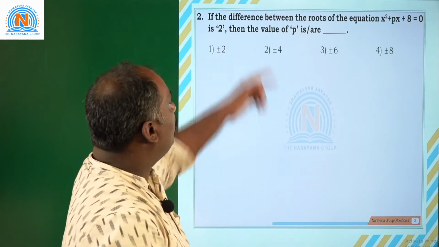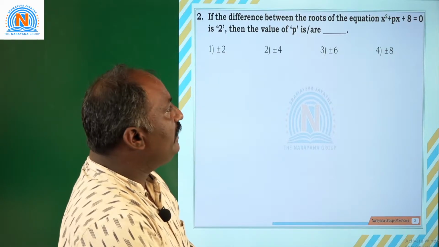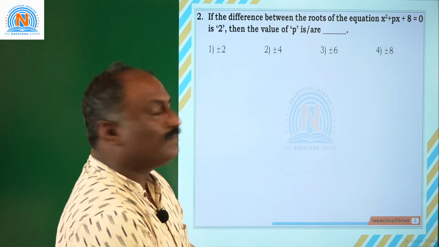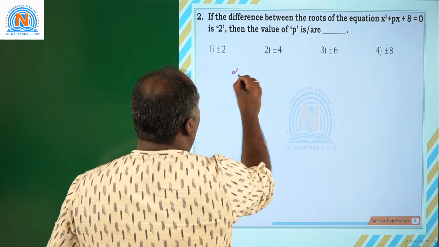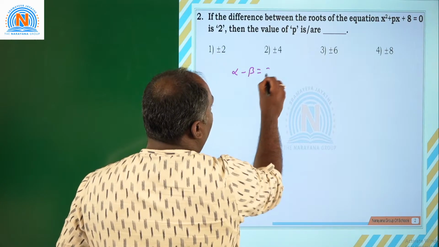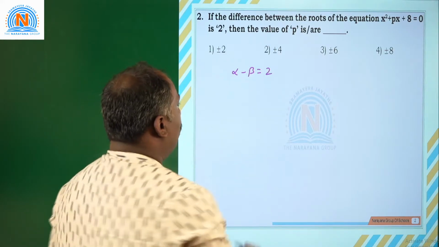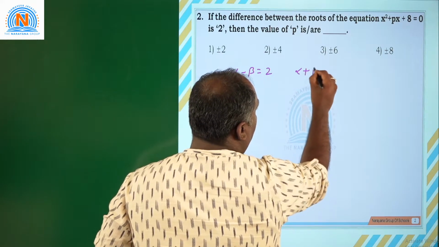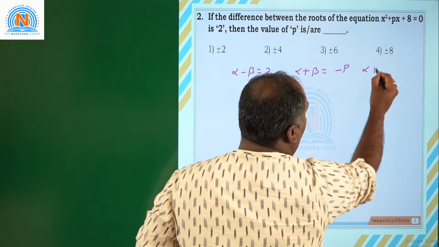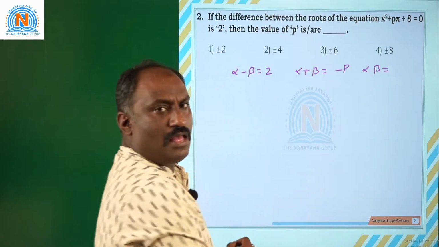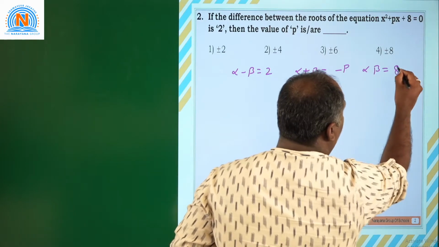If the difference between the roots of the given equation x square plus px plus 8 equal to 0 is 2, it means from the given equation alpha minus beta is equal to 2. They told the difference of the two roots, and we know that alpha plus beta is the sum of roots, that is minus b by a, that is minus p, and the product of roots, alpha beta, is c by a, that is 8 by 1 is equal to 8.